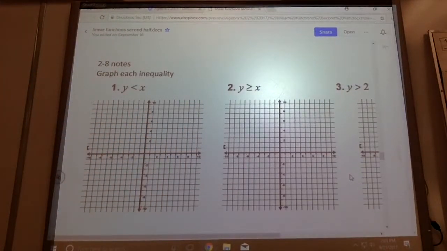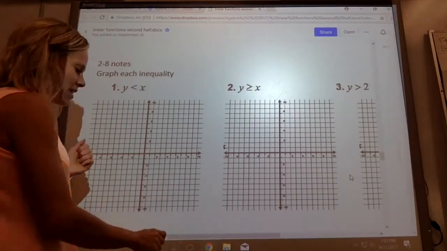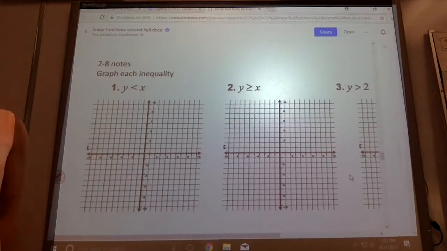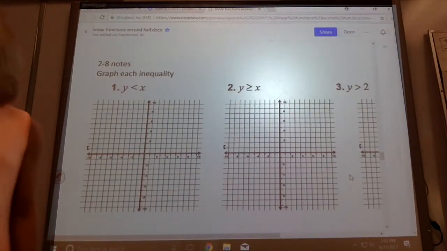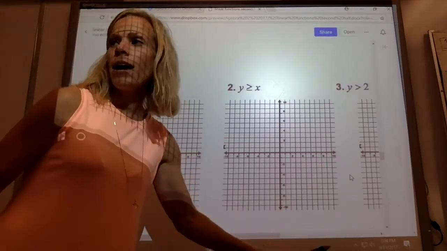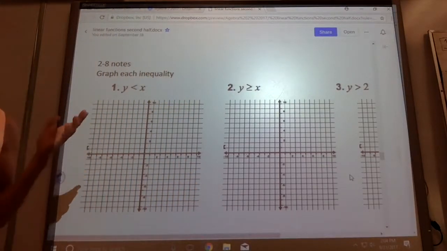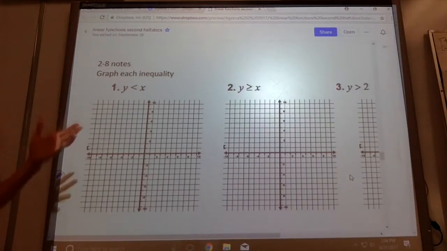Let's go over graphing inequalities. There are some things you need to remember. It's the same thing that we've been doing: you're graphing a line in slope-intercept form, graphing your y-intercept, and then graphing your slope. There are a couple of things you need to remember.